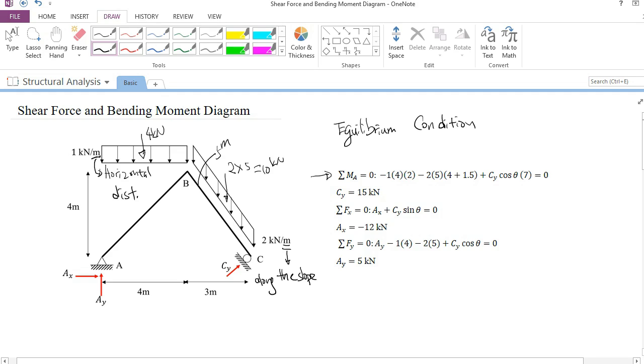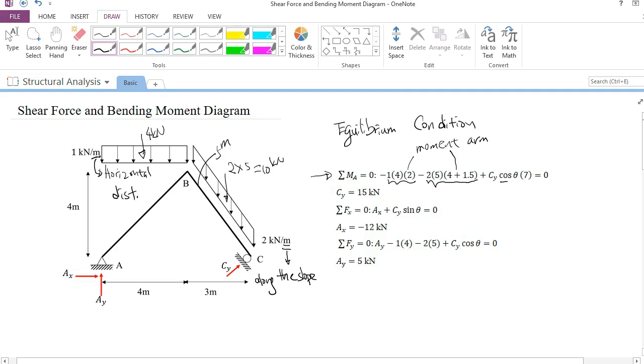So this is the moment produced by the first distributed force. The 2 here is the moment arm. And the second term refers to the moment produced by the second distributed force. This is also a moment arm. And the third one is the moment produced by the reaction force Cy.